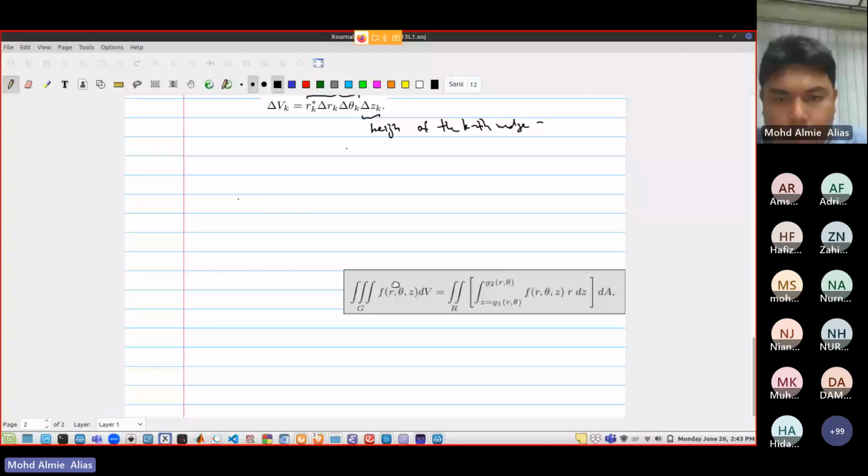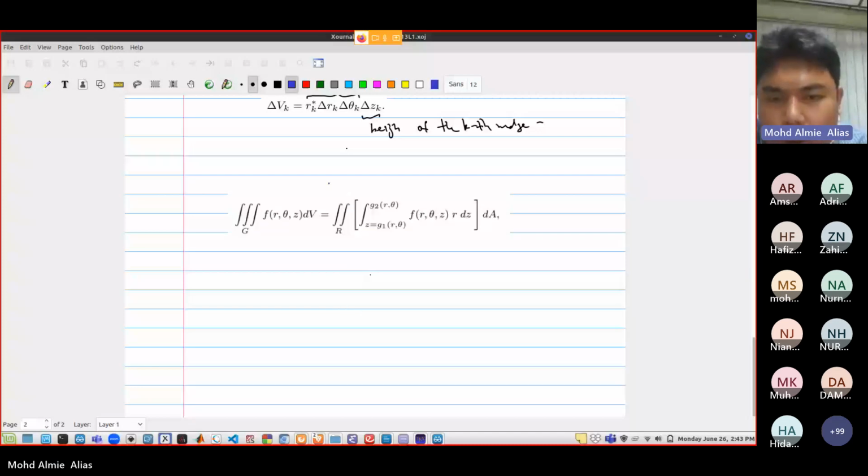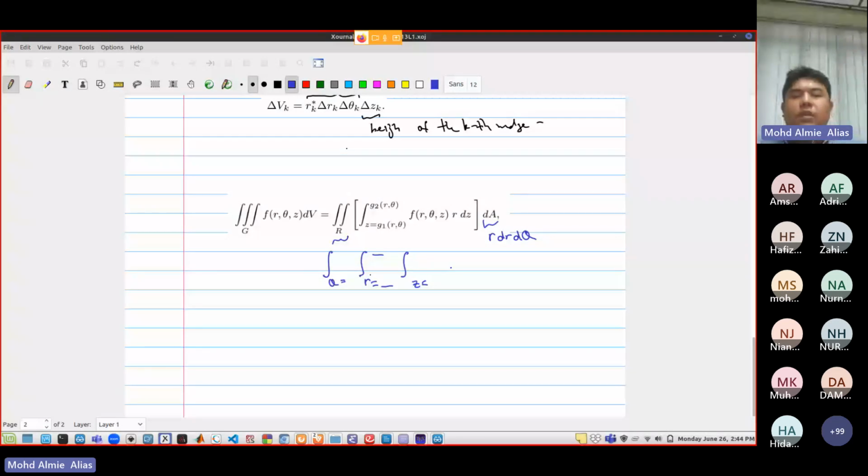Since we are talking about polar coordinates, here dA becomes r dr d theta, where theta goes from a certain limit to another limit, and r goes from a certain value to another value. And then of course you can combine this with z, and so on.